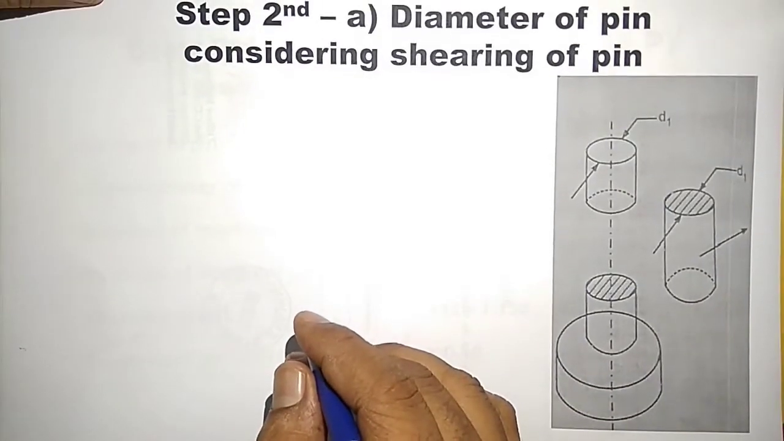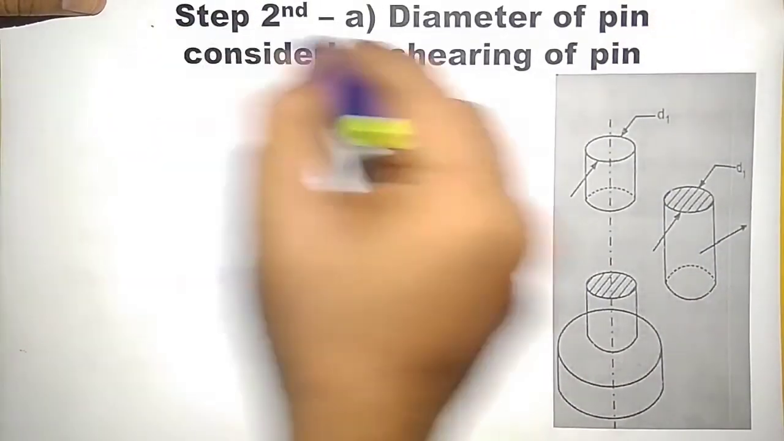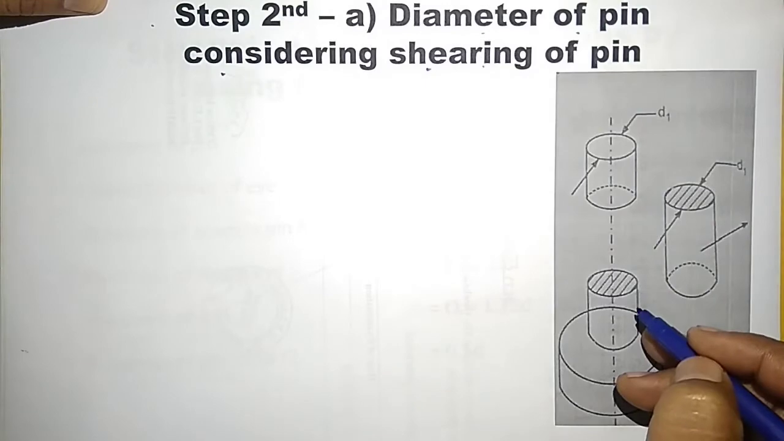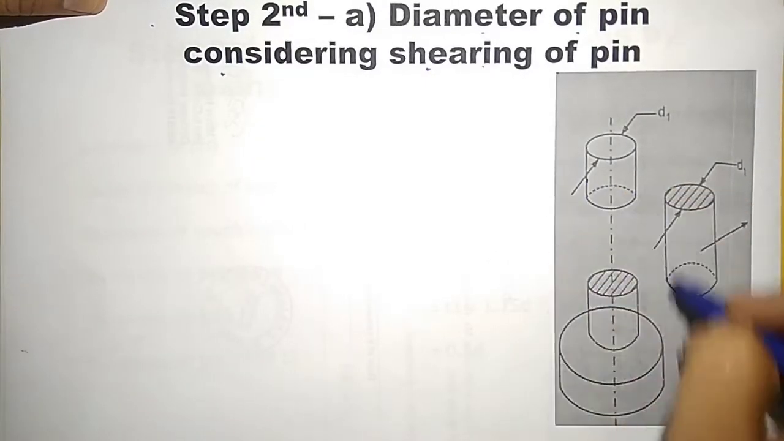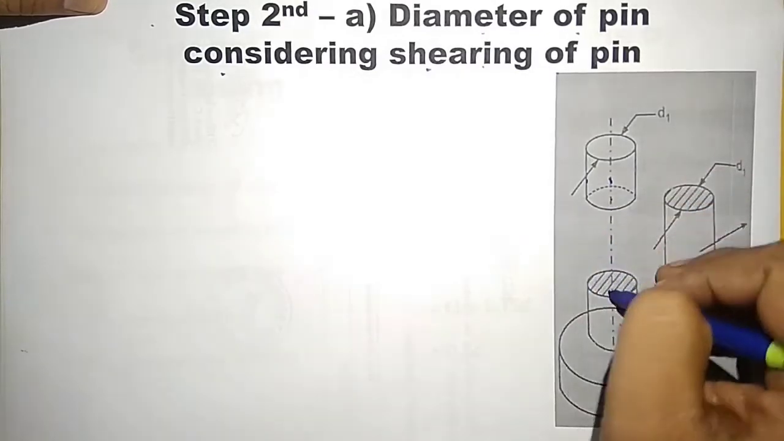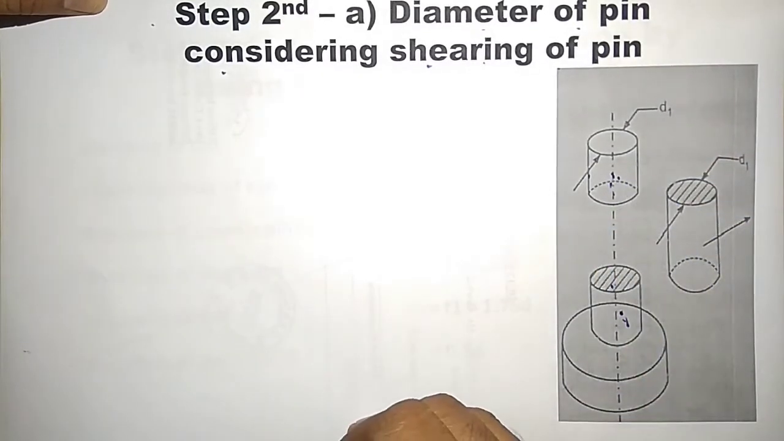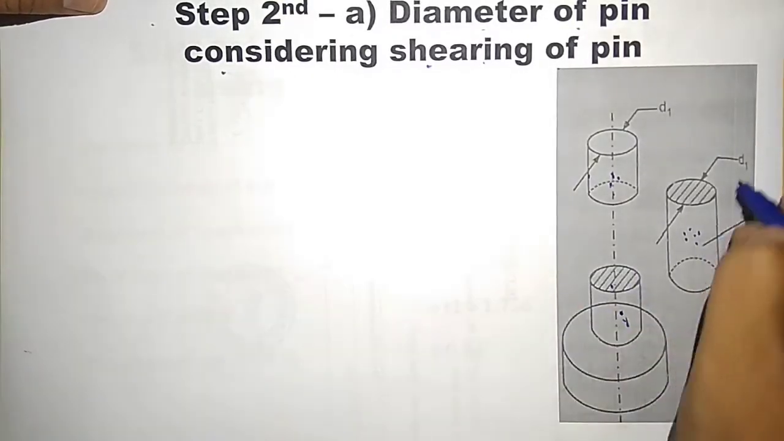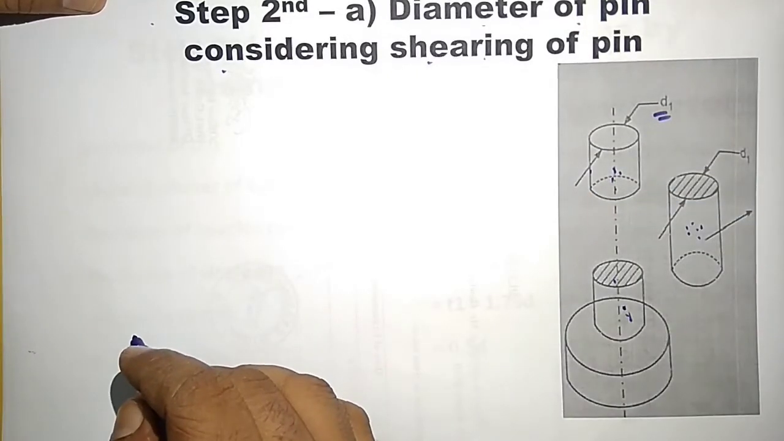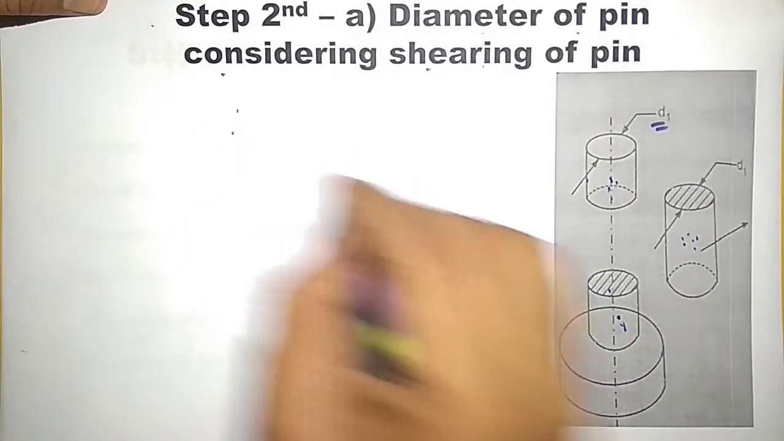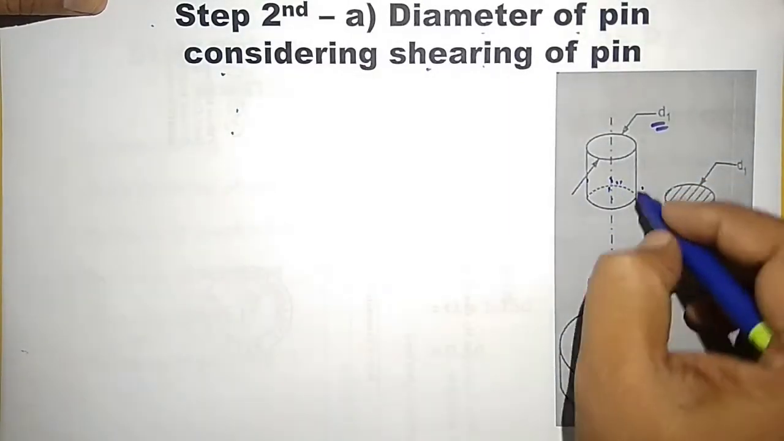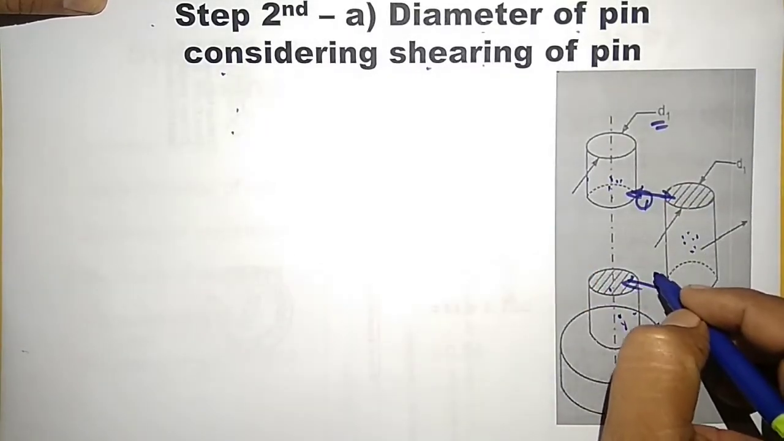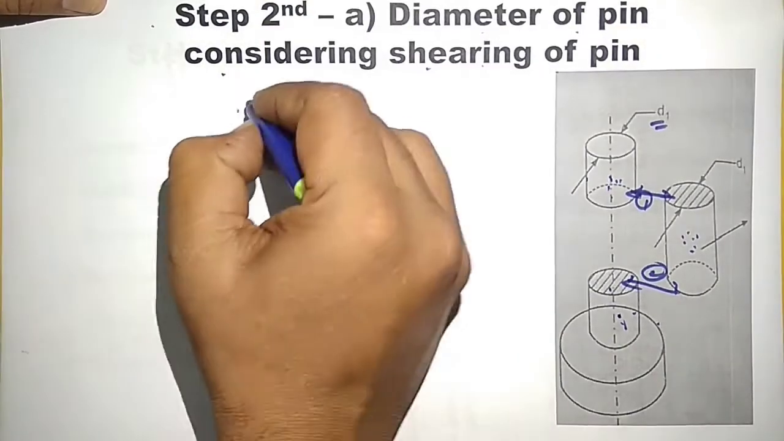After finding the diameter of rod, the second step is the diameter of pin, considering shearing failure. So we have to consider the shear failure of this knuckle pin. It will break like this. The upper and lower parts are in contact with the fork, and the middle part breaks out due to the single eye. Here d1 is the diameter of the knuckle pin. So it is in double shear, this one and this one. This is the first contact surface, this is the second contact surface. So it is in double shear.